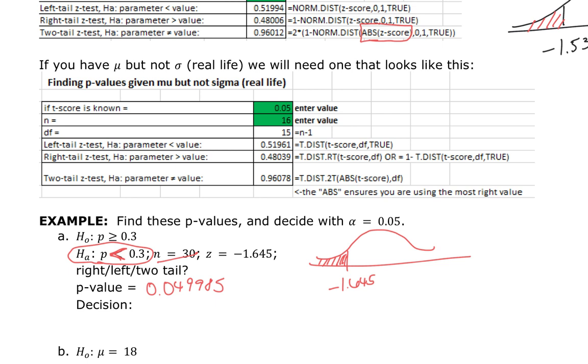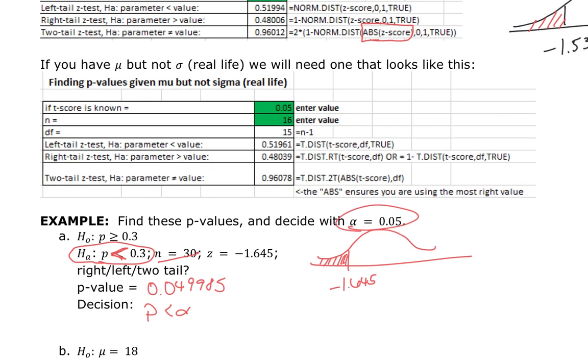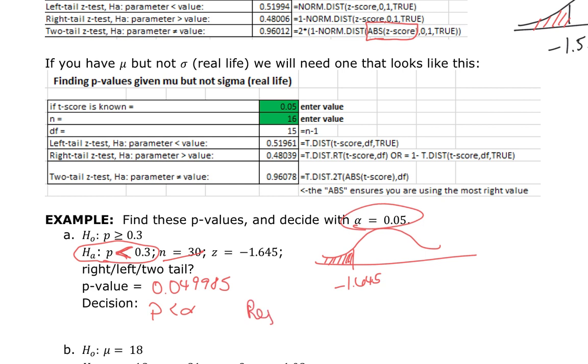Now, what is my decision? My p-value is less than my alpha, because remember, my alpha is given at 0.05. So what am I going to do? I'm going to reject the H0, which is the status quo. There is sufficient evidence to cast doubt on the status quo, the H0.